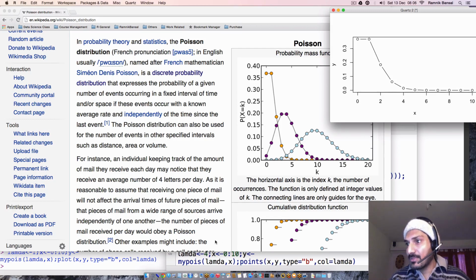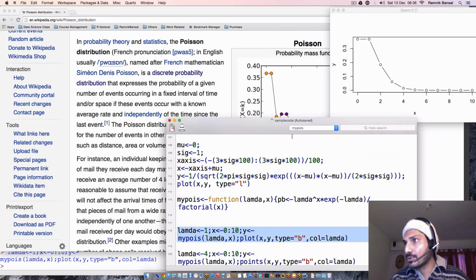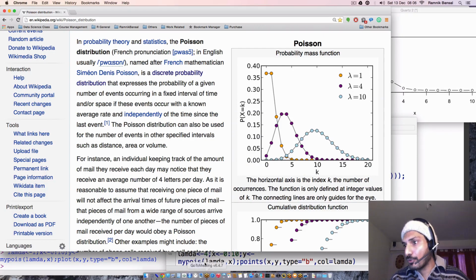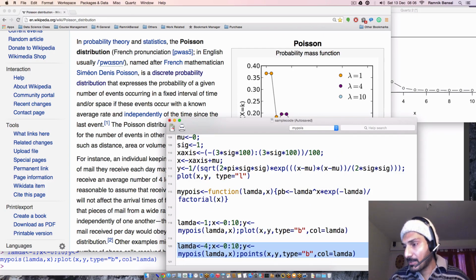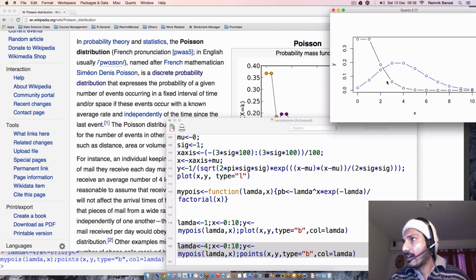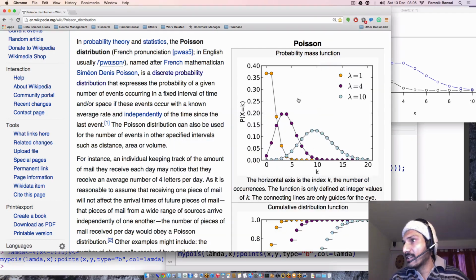Now let us do the same formula for lambda is equal to 4, so he's done it for lambda is equal to 4. All right, so I'm also doing it for lambda is equal to 4. I get a curve which is like this. Let's see what he has. He also has got a curve like this. Is this clear? Similarly, I can do it for lambda is equal to 10.